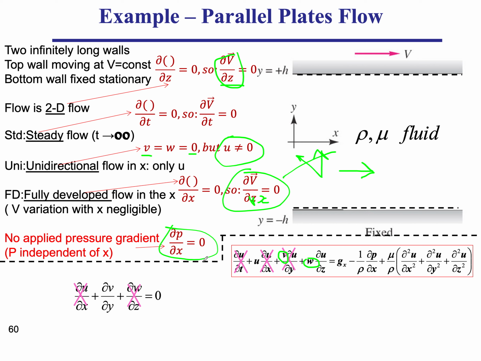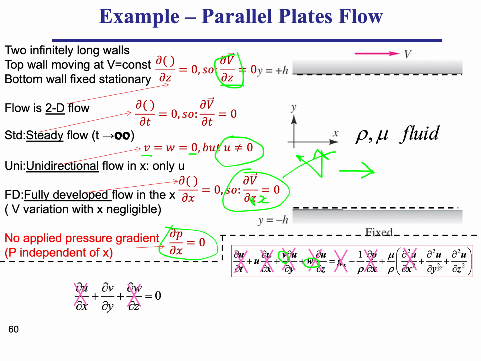They tell us to ignore gravity, as we said in the previous slide. No applied pressure gradient in the x direction, so dp/dx is 0. And let's see, how about the del squared u by dx squared? It's the partial by partial x of du/dx. And here we have du/dx to be 0 because it's fully developed, so that goes away.